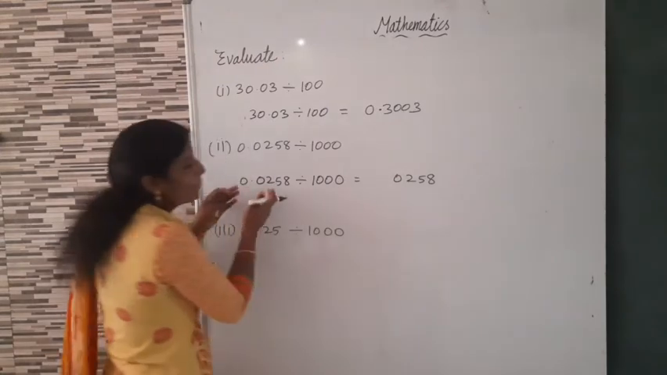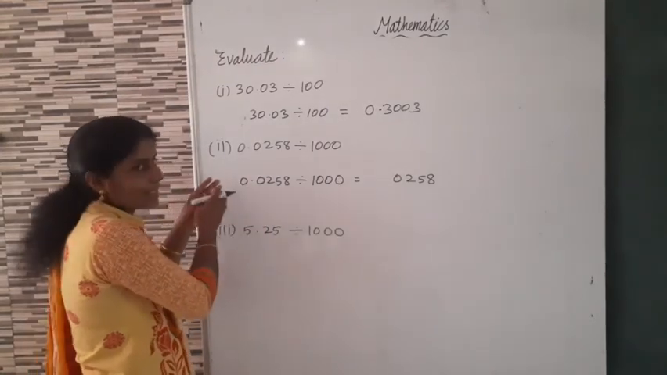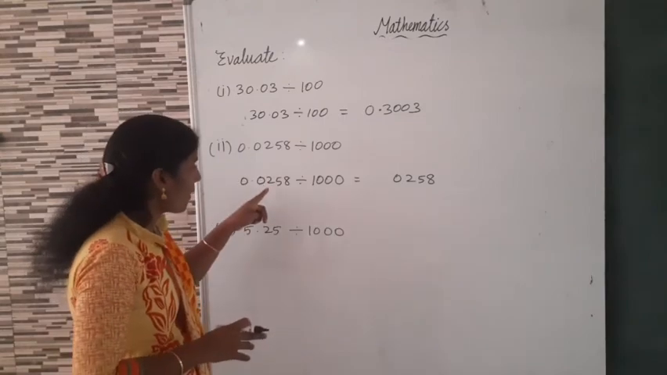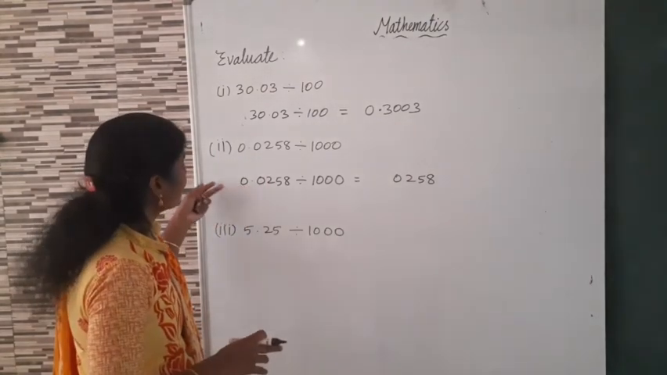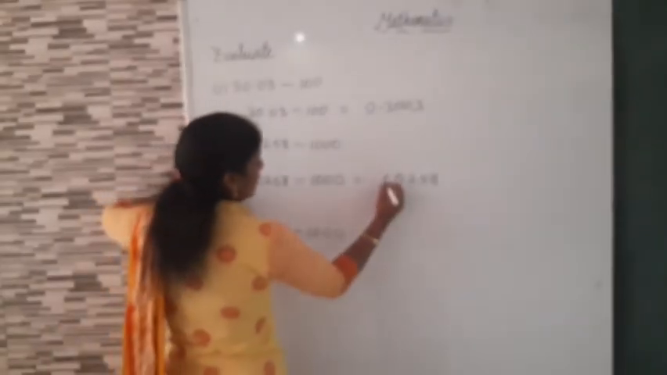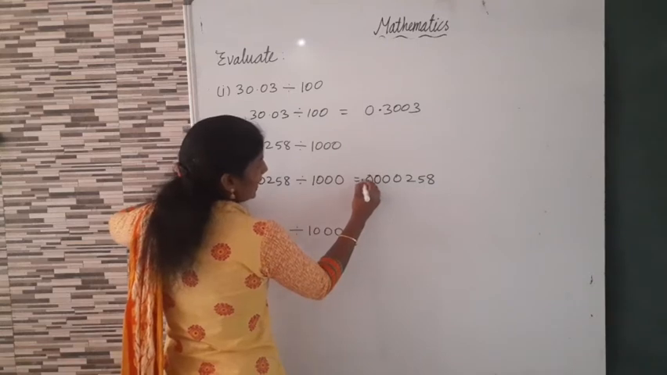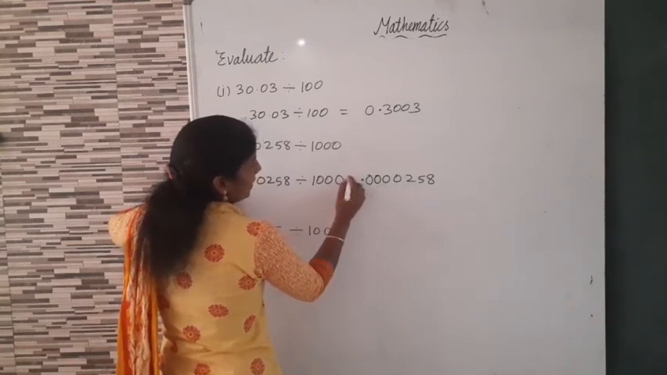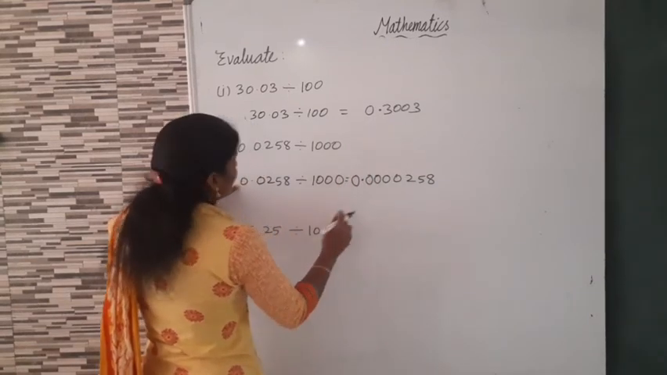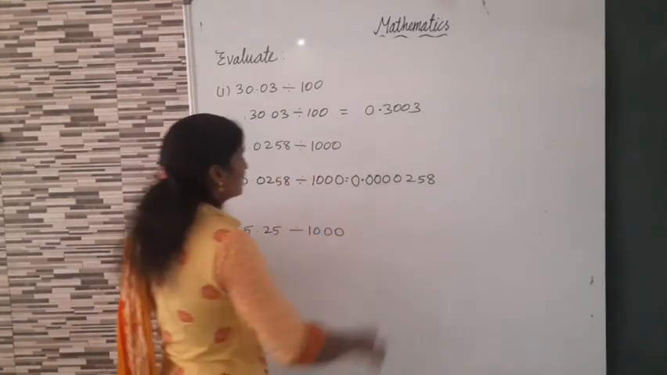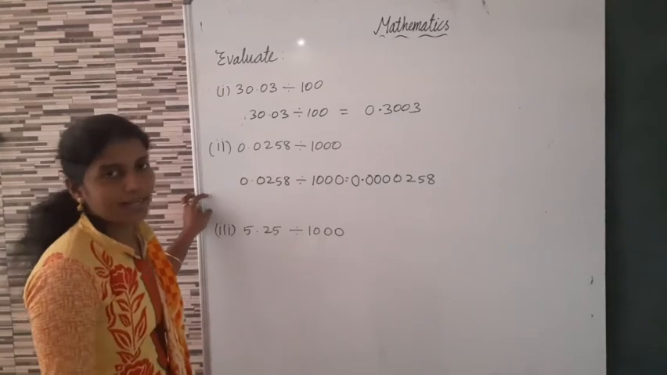0258. Left side 3 places. Isn't it? That shifted the decimal point 3 places to the left. Already we have here 1 place. So that is 1. Second place. Third place. Then I put the point. Then we can add 0. 0.0000258 is the answer. Clear?